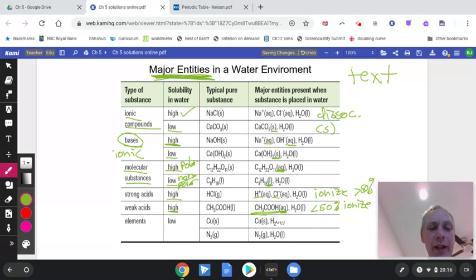And elements are easy. None of them dissolve. They're all low. Copper is a solid, nitrogen is a gas. In water, it's a solid, and nitrogen is a gas.